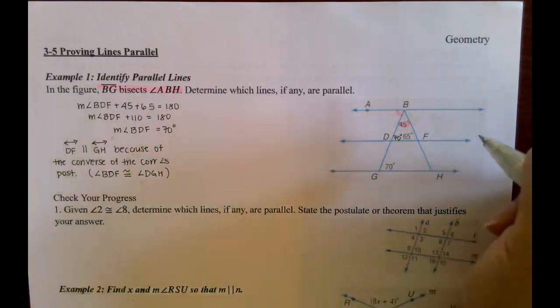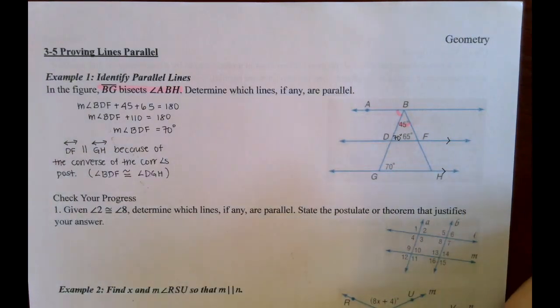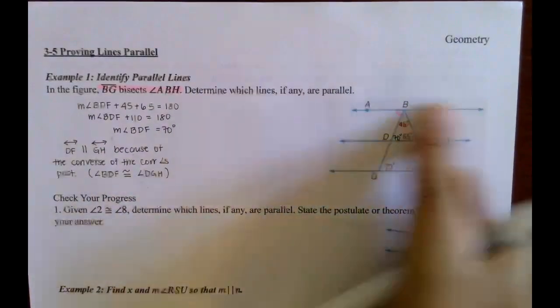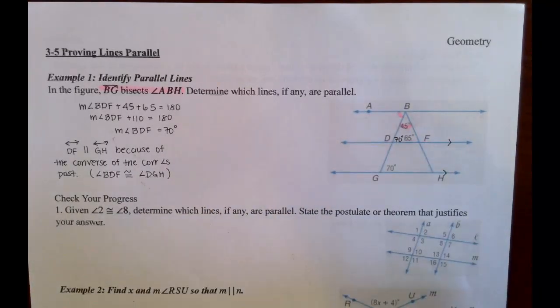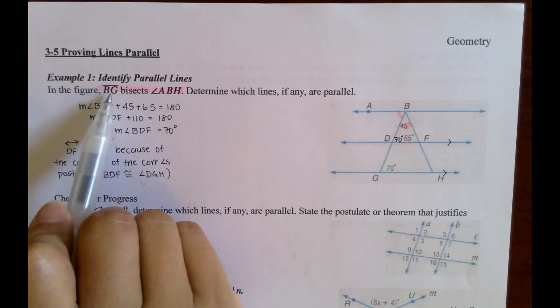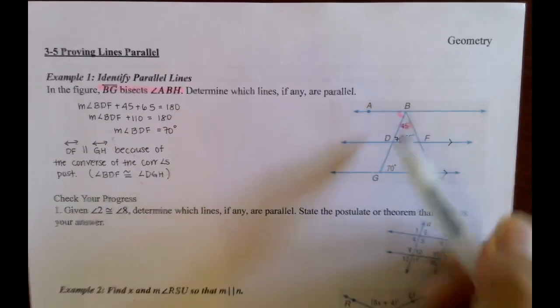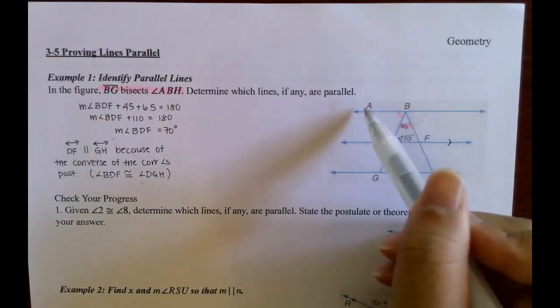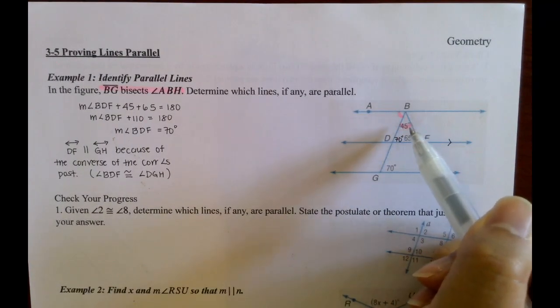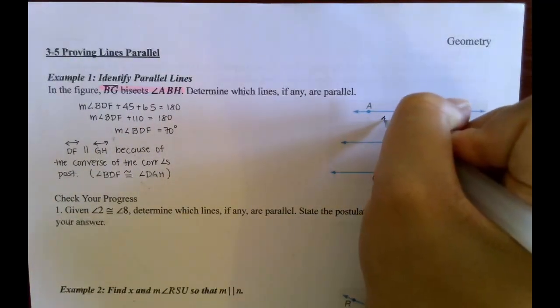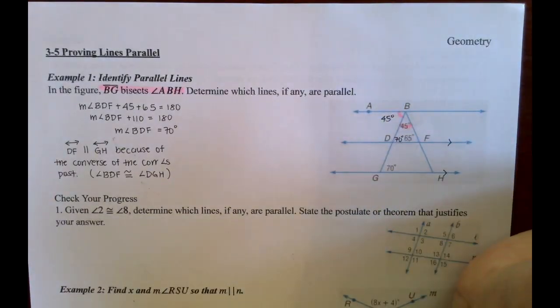Okay. So now I've proven that these two are parallel. And so now if I can just prove line AB is parallel to one of these, that means they're all going to be parallel. So here, earlier we knew that BG bisected angle ABH. So BG here bisected this angle, and so that's why I marked it in pink that they're congruent. So if this one's 45, that means this one has to be 45 degrees as well.